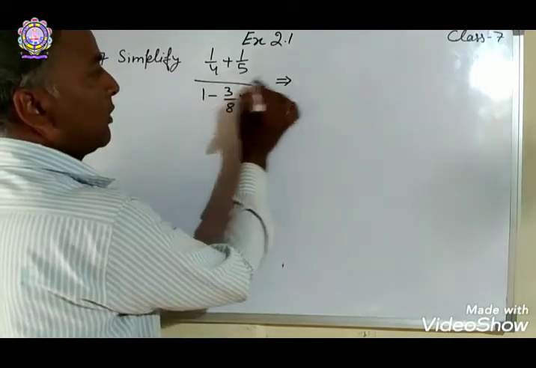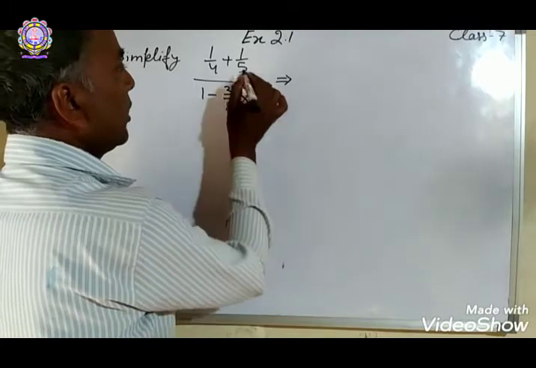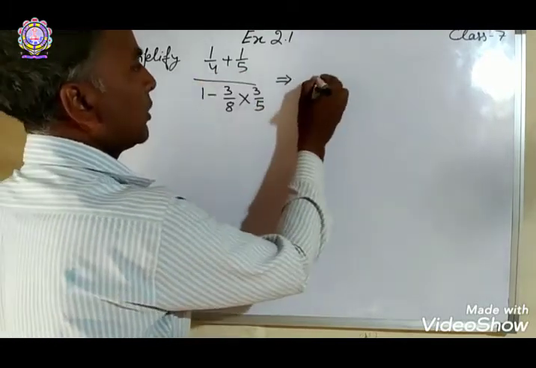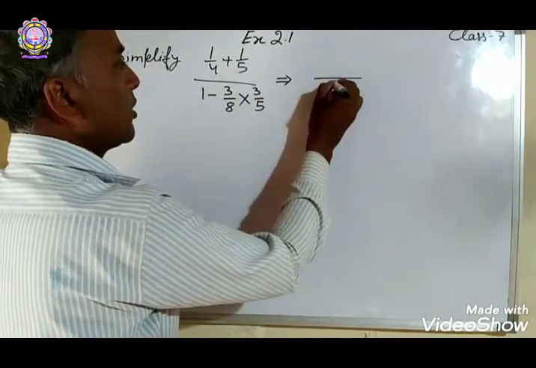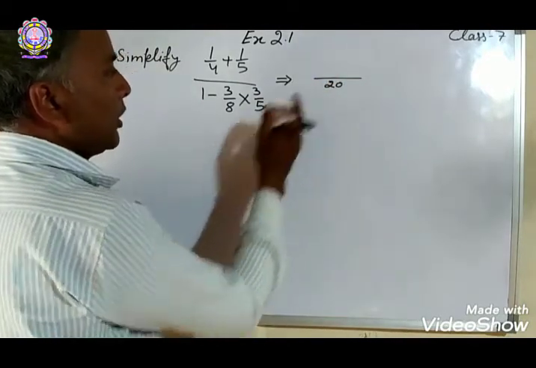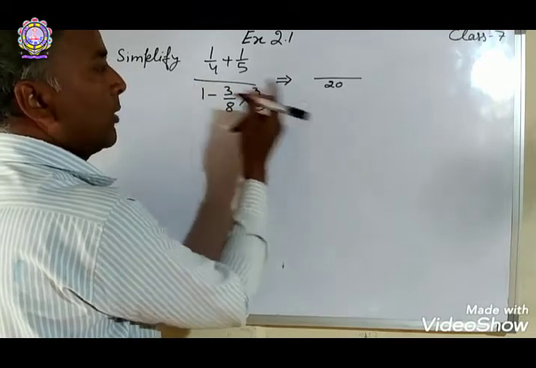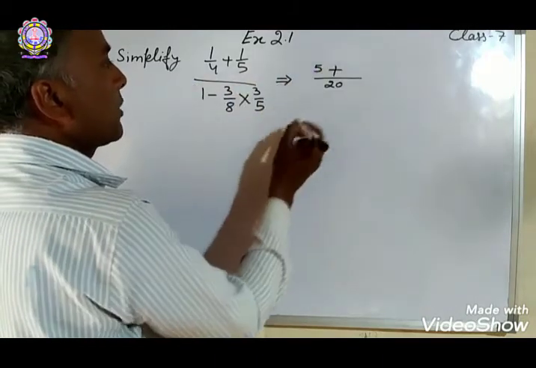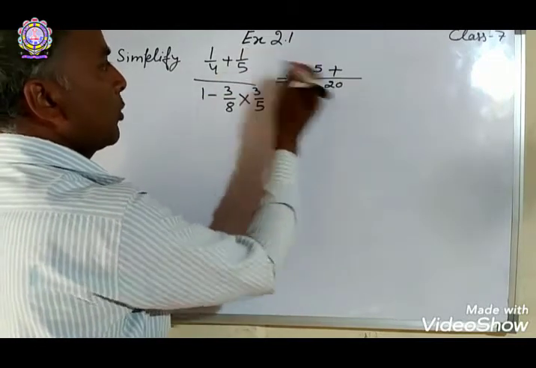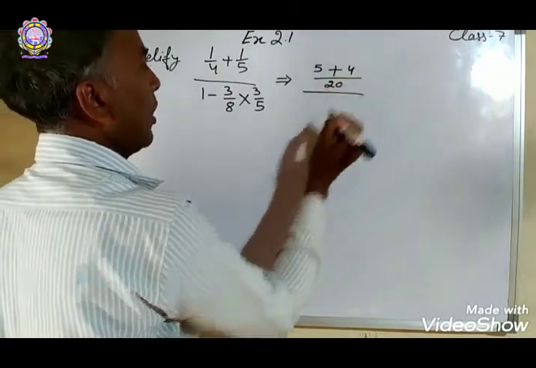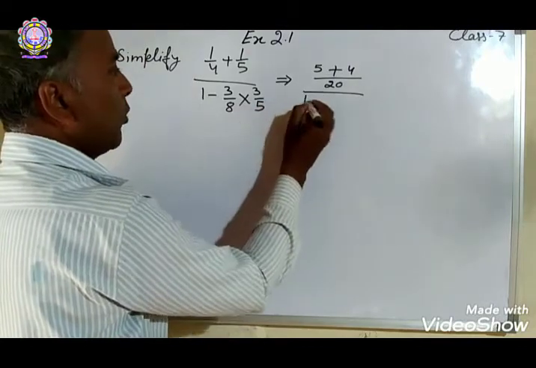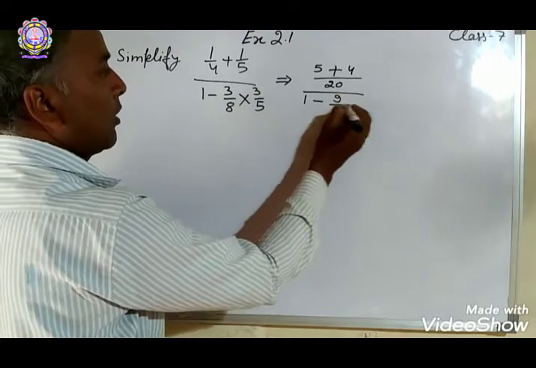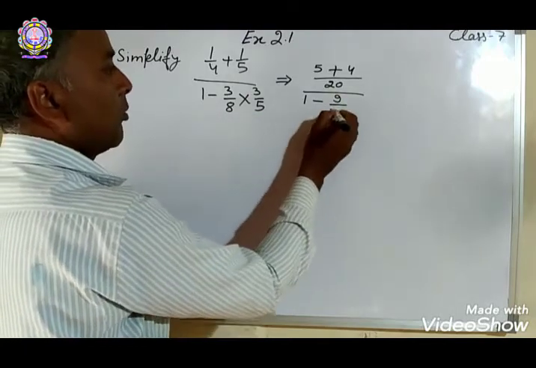So take the LCM here. You are observing there, 5 fours are 20. 20 divided by 4 is 5, 5 ones are 5, plus 5 fours are 20, 4 ones are 4. Upon here, 1 minus, multiply 3 into 3, 9 upon 8 fives are 40.